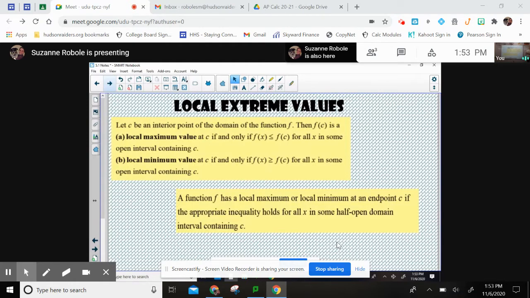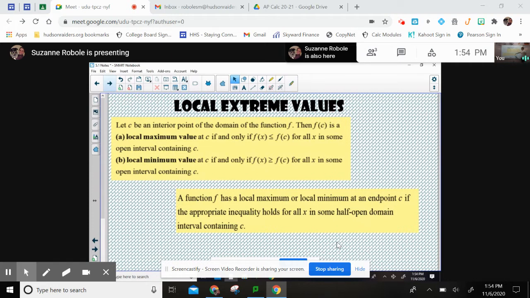Local extreme value: if c is an interior point of the domain of the function, then f of c is a local maximum at c if and only if f of c is a maximum value on an open interval. So on the open interval. And then, of course, the local minimum works the same way.